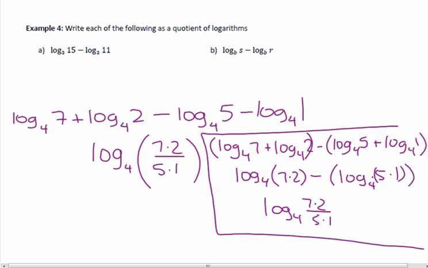Same rules apply for natural logs. Base e, though, if there's no base written. Okay, so what would this guy become? Log 3 of 15 over 11. And log B of S over R.